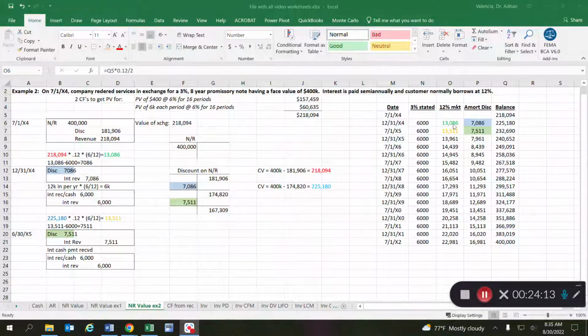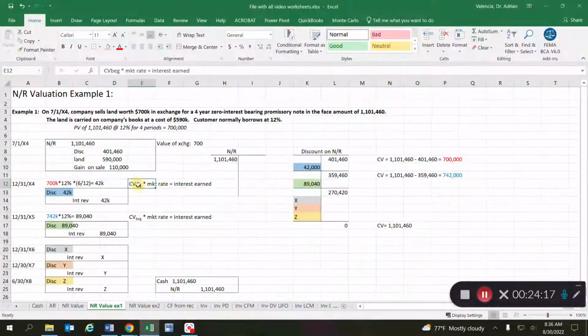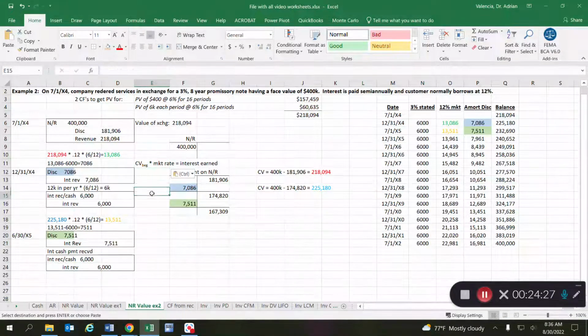Well, remember this formula: carrying value at the beginning of a period. Let me just copy it over. This is getting very busy here. Carrying value at the beginning of the period times the market rate gives me my interest earned, right? That's always the case. So for this 6-month period, I'm going to first look at the carrying value, which is 218,094. That's the carrying value at the beginning of the period.